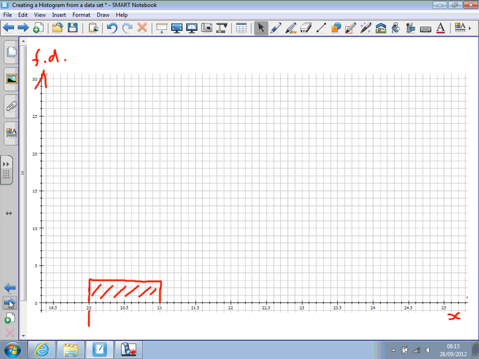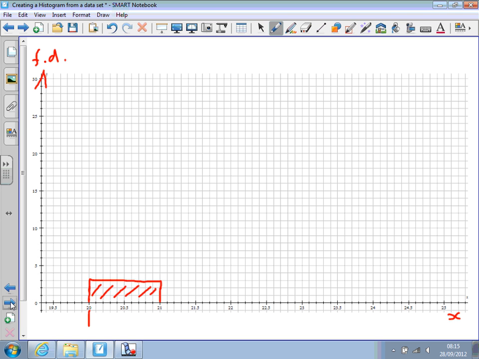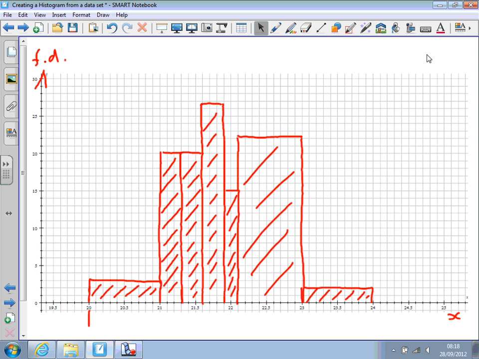So the next bar starts at 21, so at the same point, and goes up to 21.3 and goes up to a height of 20. So starting at 21, going up to 21.3, which is here, but now we want to go up to a height of 20, so this bar is going to go up to that point there, so then I complete my bar. And so on, to complete the histogram. So there's our completed histogram.